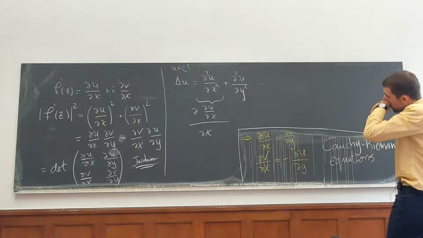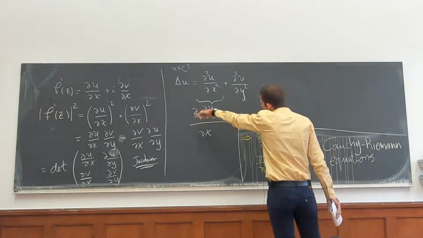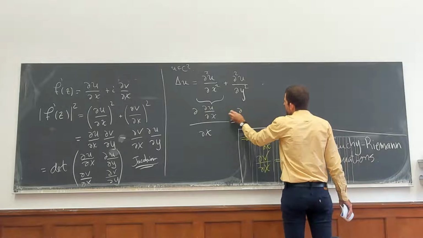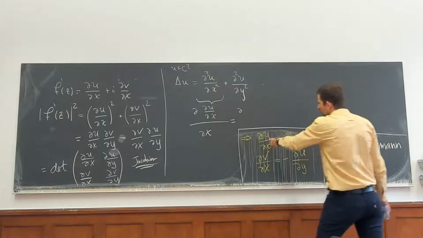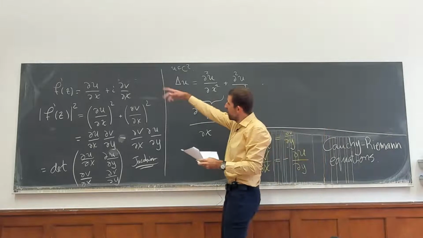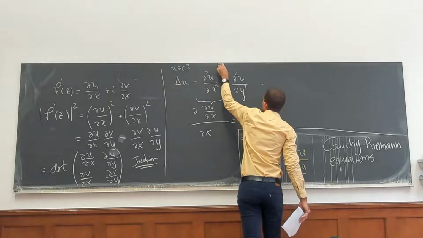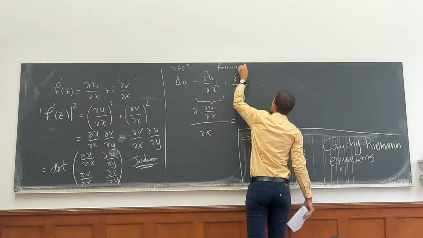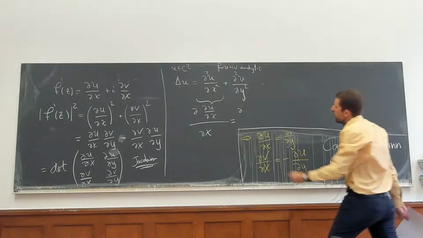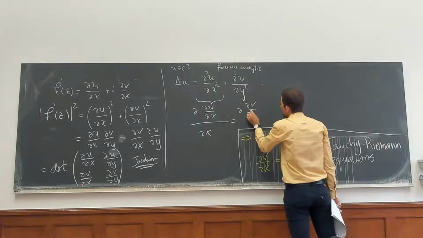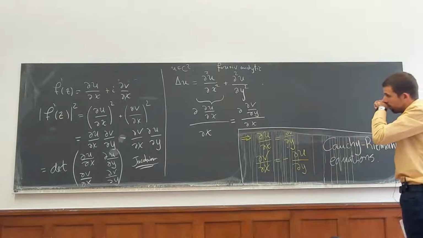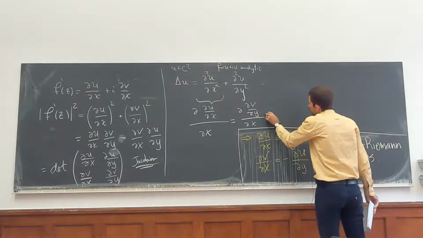So I have this. I'm just taking the derivative with respect to x, and then I take the derivative again. But what is this? I can replace ux by vy, because I'm imagining that f = u + iv is analytic. So this is the derivative of v with respect to y, with respect to x.